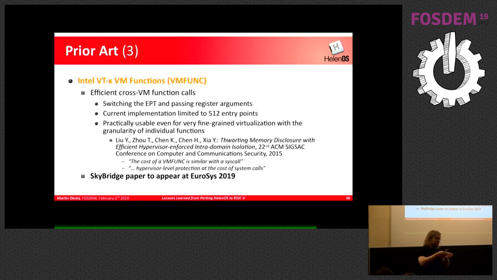I'm really speaking about very fine-grained components, like individual functions, and putting them into separate VMs. So for example, the business logic of the web server would stay in the original VM, and the encryption and the cryptographic key management would be pushed out to a different VM, and connected using this VM function instruction. And the cost of this separation is comparable to a single syscall.